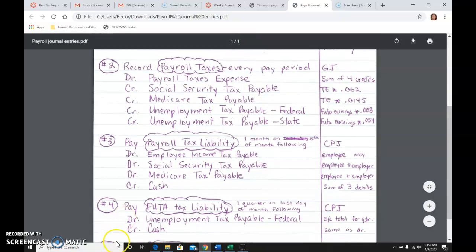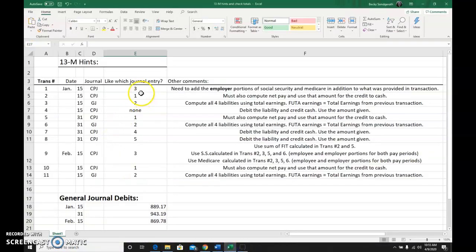So I tried to say which journal entry it's like. This one says none because when I'm paying my medical premiums, it's sent to someone else, so I'll just credit cash and debit the liability for that. I've also given other comments over here to help you determine which amounts ought to be utilized when we do this, so keeping track between employer and employee, and other useful hints.